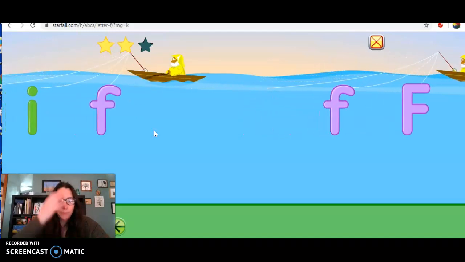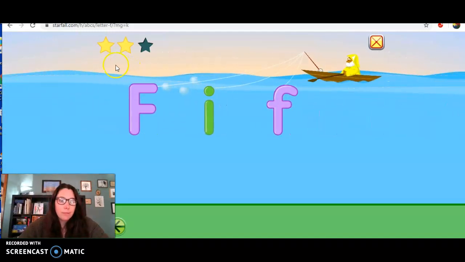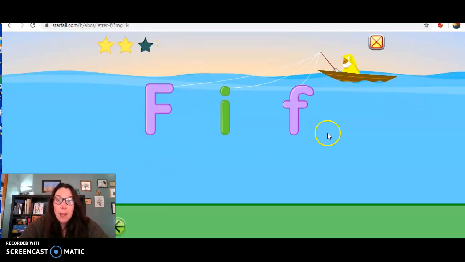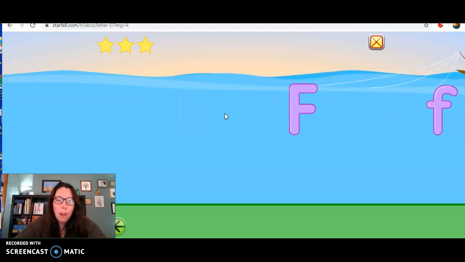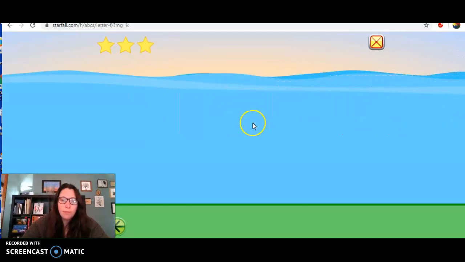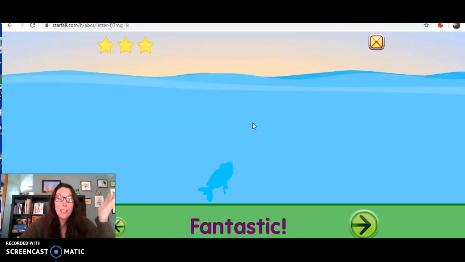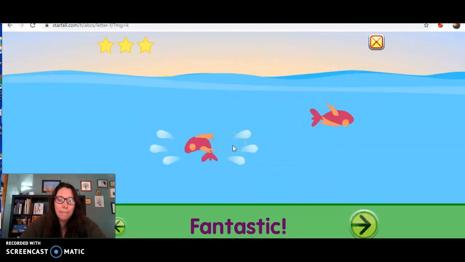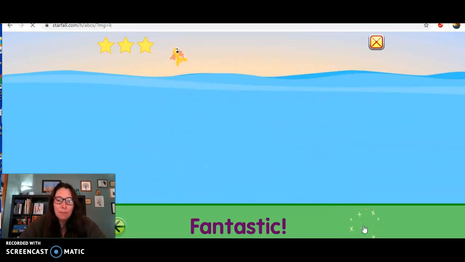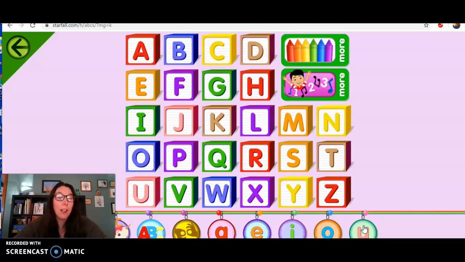I think there's one more. Here's an F. What letter is this? It's an I, right? I is not an F. There it goes. Fantastic is another word that starts with F. Fish are jumping. We did a good job with letter F.